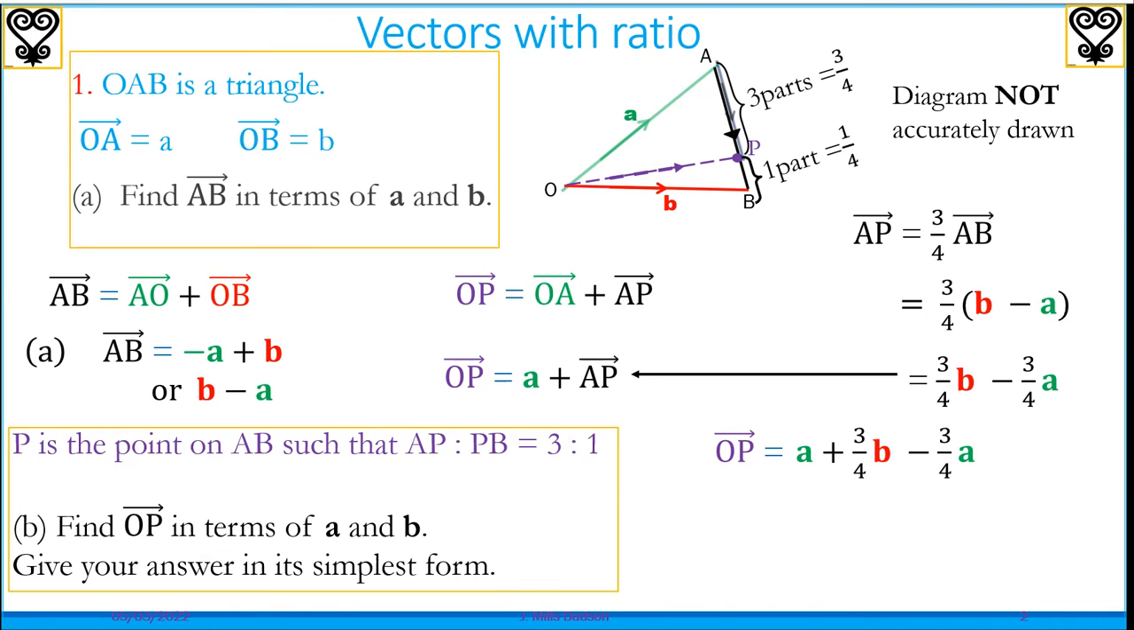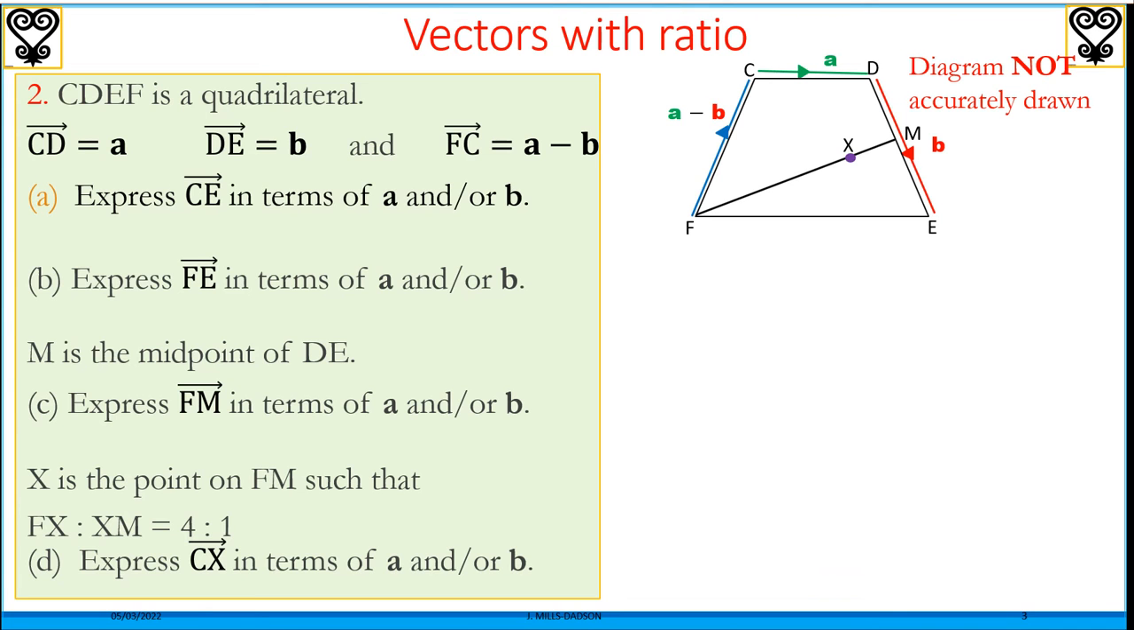So OP is now A minus 3/4 of A, which is 1A minus 3/4 of A, which is 1/4 of A, then plus 3/4 of B. So that is my answer for the B. And you must always leave your answer in simplest form, as we have here. So this is a simple question. The next one is a very long question, and I'm going to go through it step by step. Now pause the video and read the question yourself.